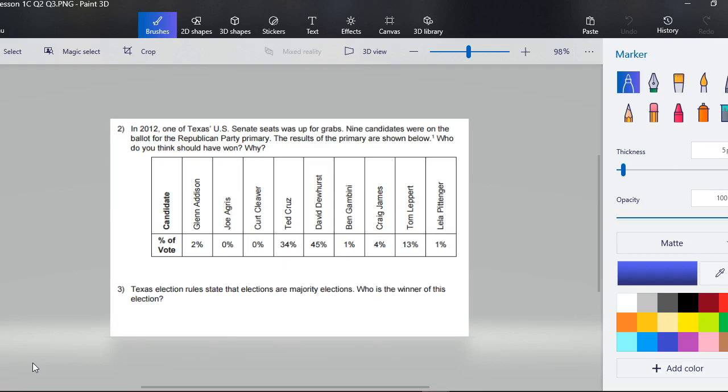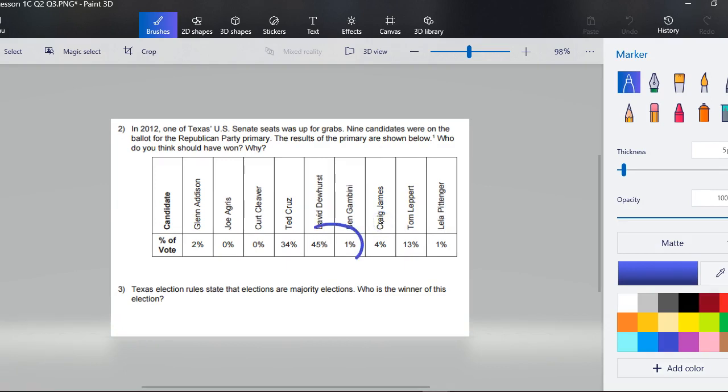And many students and many people at this point would say David Dewhurst. And a rationale is because he received the highest number or highest percentage of votes. But then number 3 says in Texas, it has to be a majority election. So who's the winner of this election? No one. We get to go to a runoff.